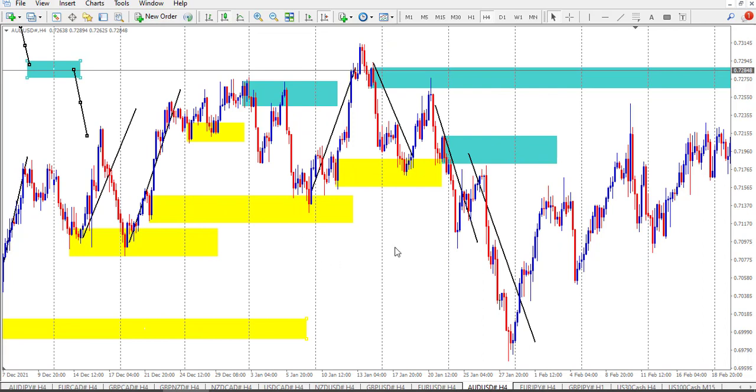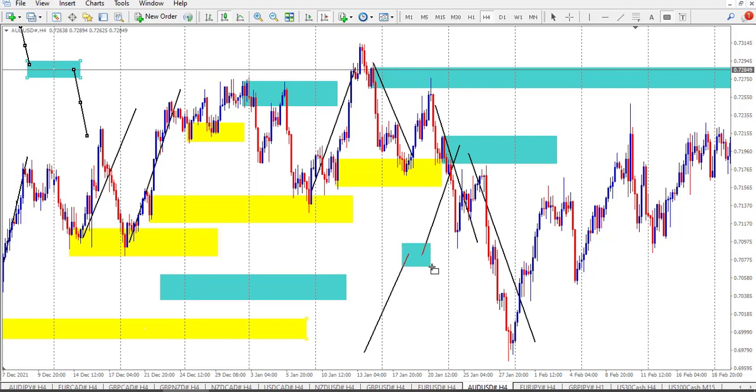So the zone is not a candle, right? It's a group of candles. So what you are doing is you are just marking the whole box. Let's just call it the box. If price moves, then consolidates, then moves again, this is the gap we are considering as a demand zone.